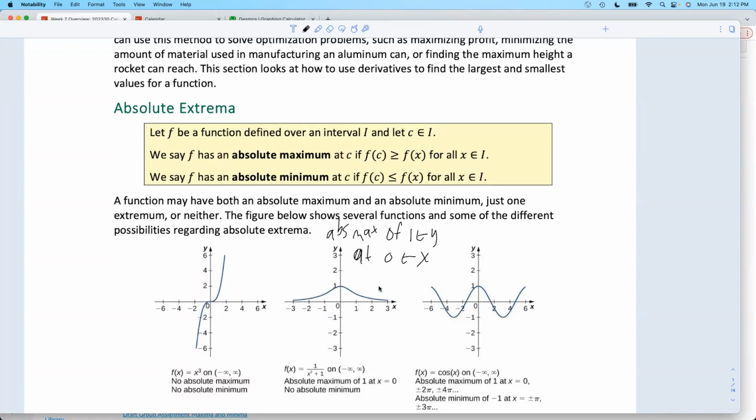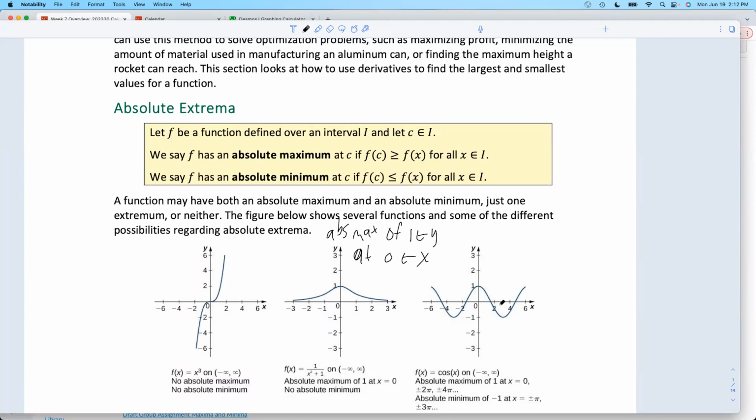This guy has no absolute minimum because he keeps getting closer and closer to 0, but he never touches it. There's no one spot I can point to and go, that's the lowest value, because I can always find one lower. So this guy has no global minimum.